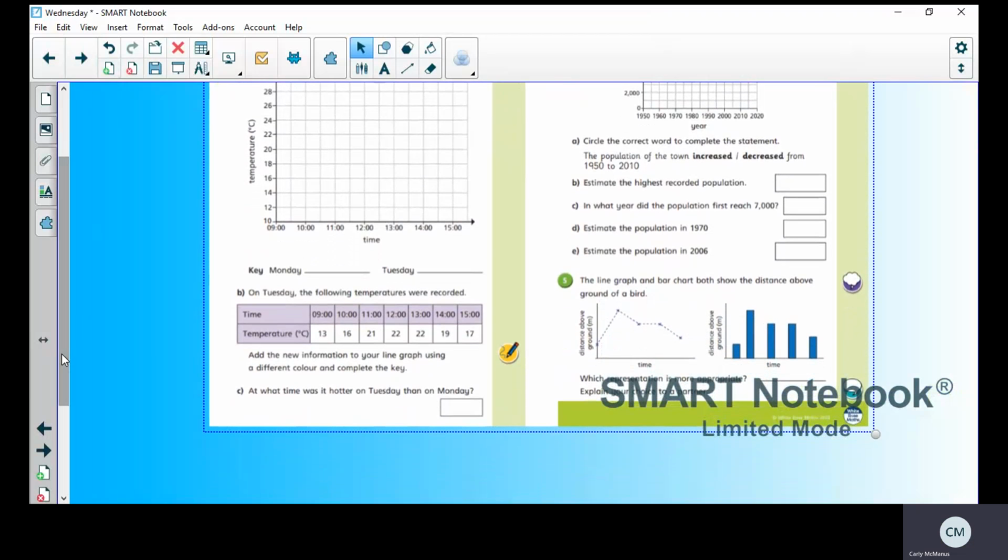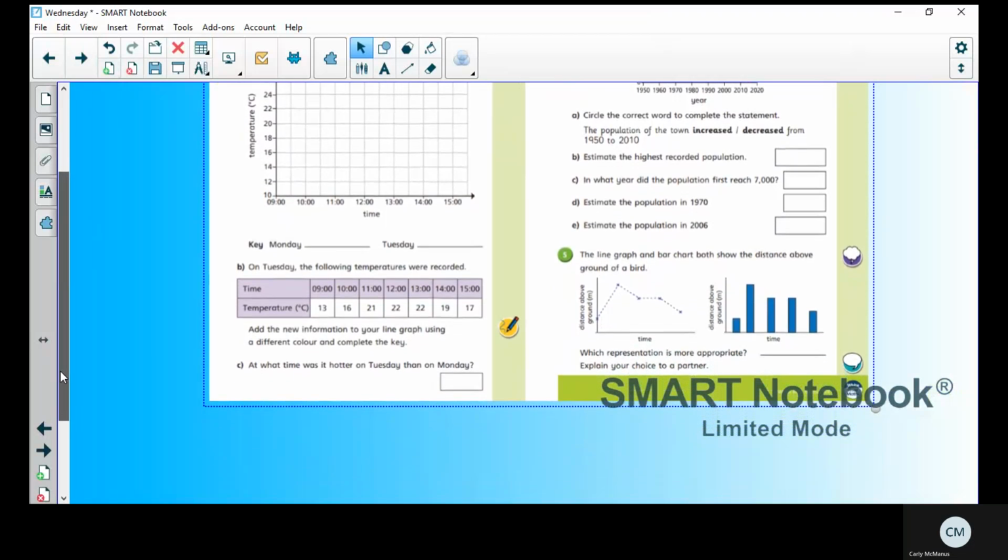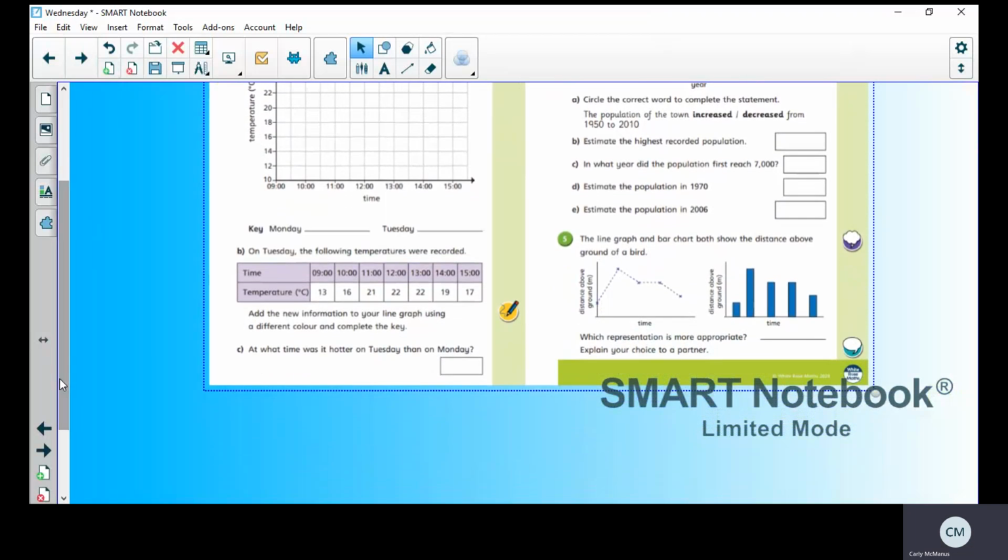Then it says, on Tuesday, the following temperatures were recorded. Add the new information to your line graph using a different colour and complete the key. So you're going to plot on the same graph Tuesday's temperatures, but in a different colour, and then answer the questions.